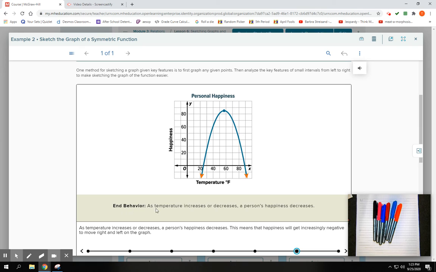The end behavior: as temperature increases or decreases, a person's happiness decreases. So we know we've got some arrows going down. As temperature increases this way or decreases this way, a person's happiness decreases. This means that the happiness will get increasingly negative as we move right or left on the graph.